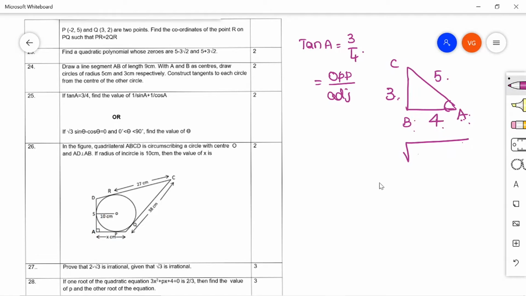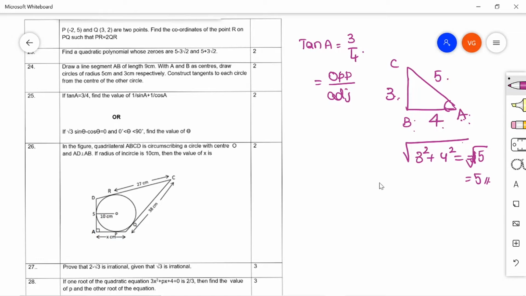From a famous Pythagoras triplet, we know the hypotenuse will be 5 here, or else you can write using the Pythagoras theorem: 3 square plus 4 square is equal to 5 square, right? Square root of 25, so that will be 5. So this is how I can find out my hypotenuse.